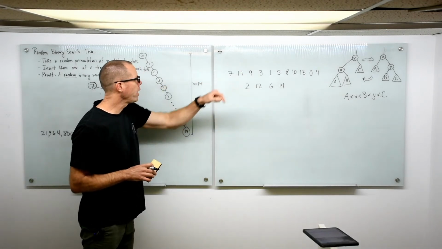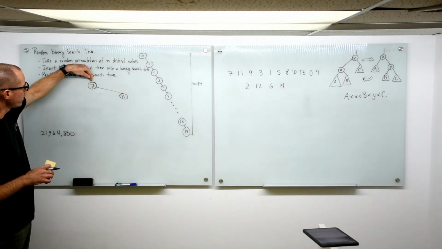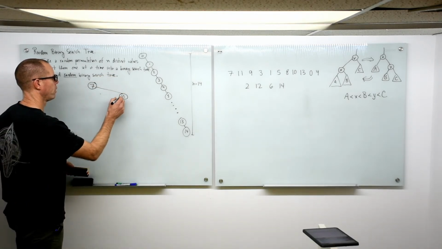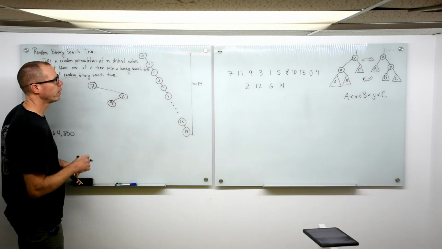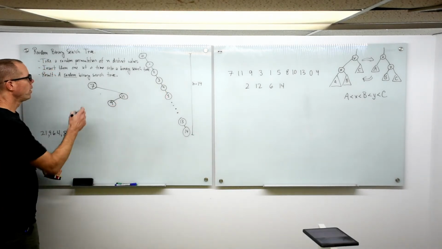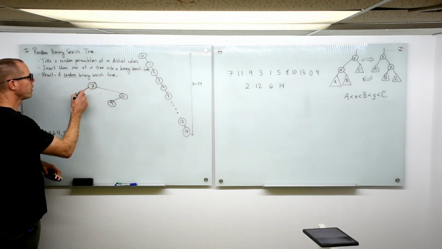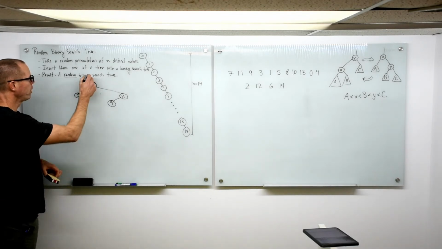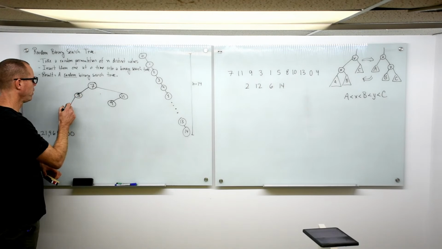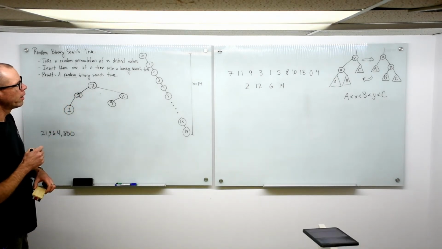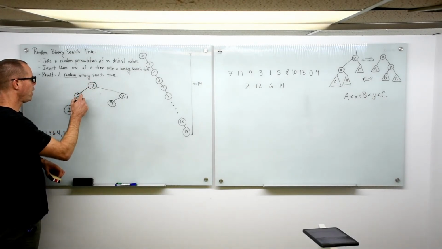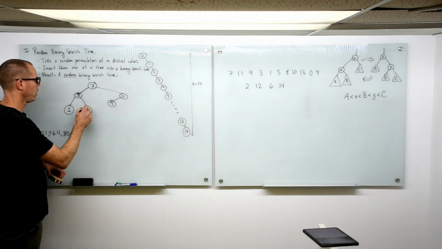Next, we want to add 9. We compare 9 to 7. 9 is bigger than 7, so it goes to the right, but it's smaller than 11, so it goes to the left. And then we fell out of the tree, so we add 9. Next up is 3. 3 is smaller than 7, so we go immediately to the left, and we're done. Next is 1, smaller than 7, smaller than 3. That takes us here, and we're done. Next up is 5. 5 is smaller than 7, larger than 3, so that takes us there.